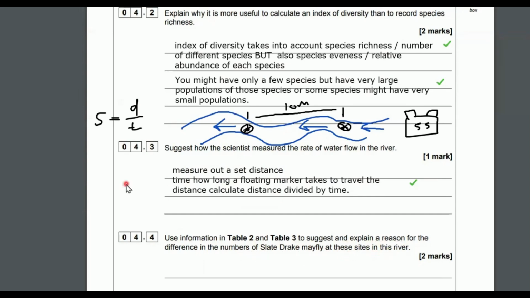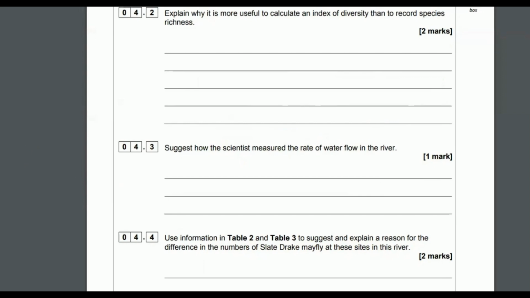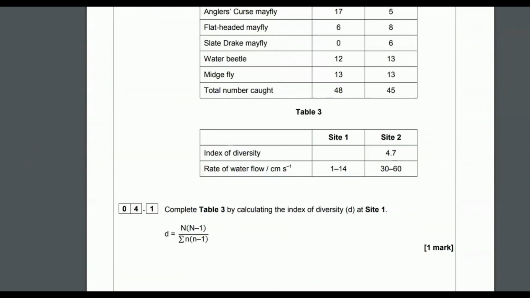4.4, use the information in table 2 and 3 to suggest and explain a reason for the difference in the number of slate drake mayfly at the 2 different sites. So site 1, we've got 0. Look here, we've got 0, so no slate drake mayfly found. And at site 2 there were 6. What could be the reasons? Well, look at the index of diversity. It's 4.7. We know site 1 was 3.8, so there's a higher index of diversity.